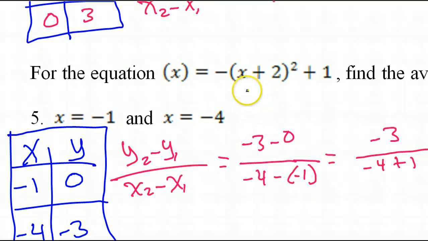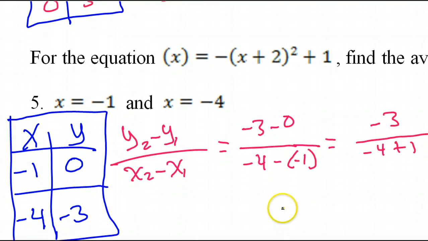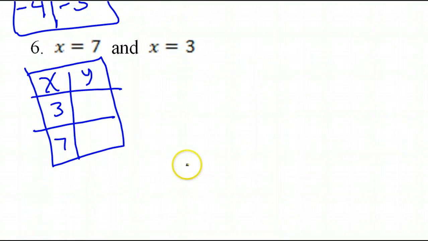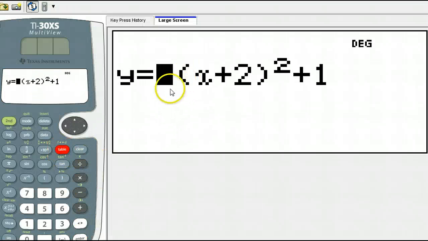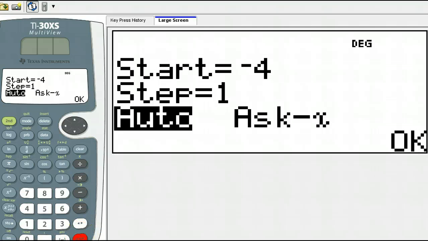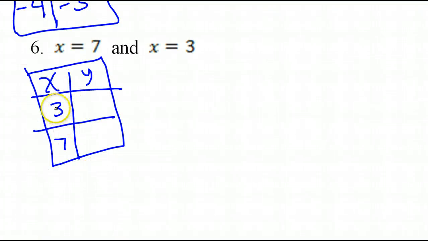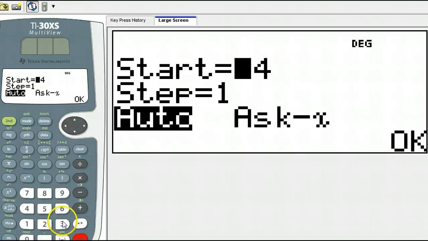So look, we're still using the same equation as before. Okay, so I believe that that's because it's the same equation as number 5, I still have that equation in my calculator. All right, but if you just jump straight to this problem, type this equation in the table function of your calculator and hit enter. Now we need to start at 3 because that's our first x value. So make it start at 3.